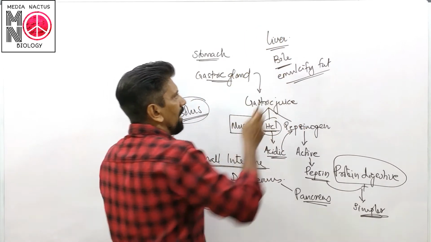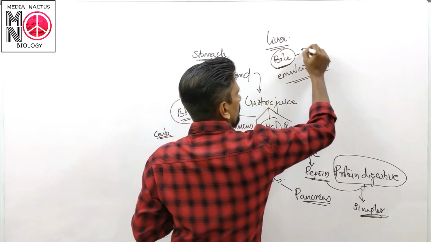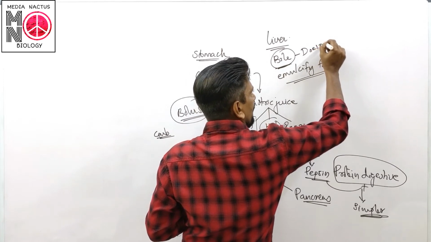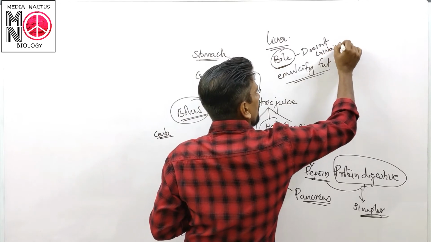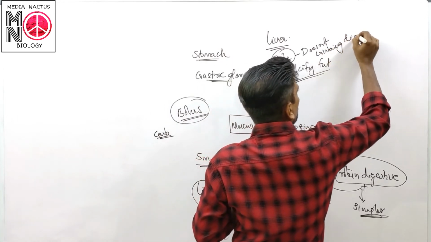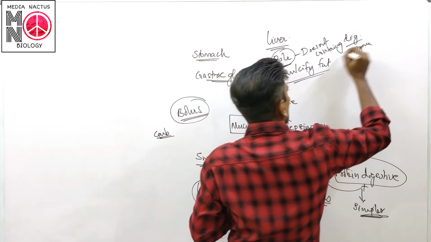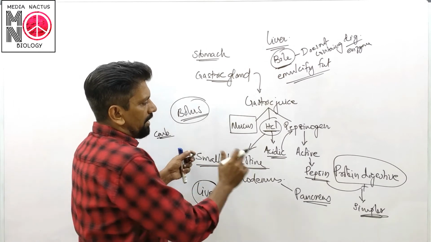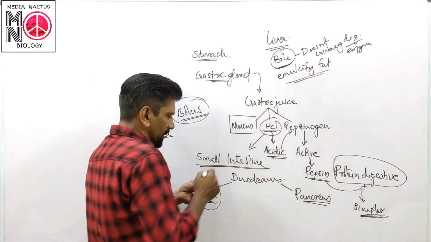Actually, bile does not contain any digestive enzyme. But it emulsifies fat. That's all. Then the next one is the pancreas.